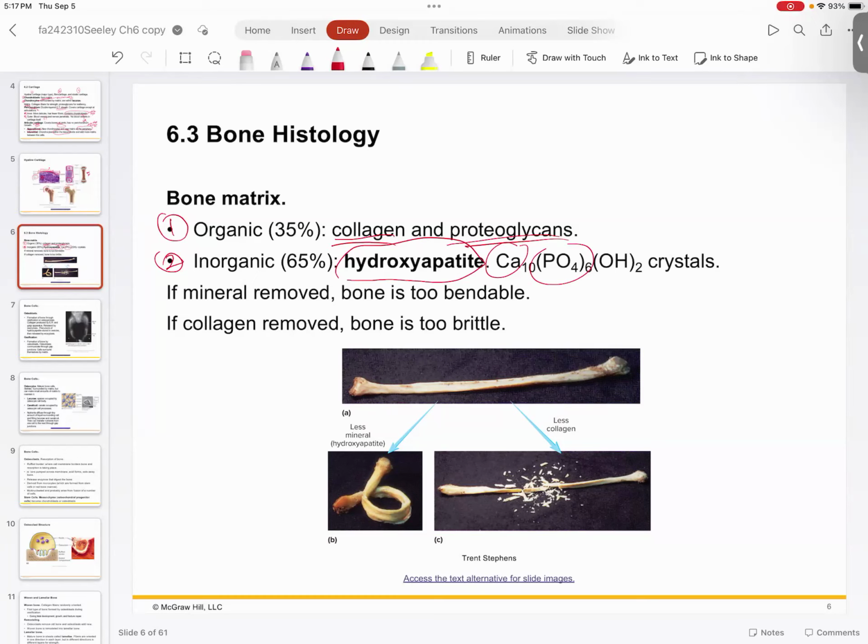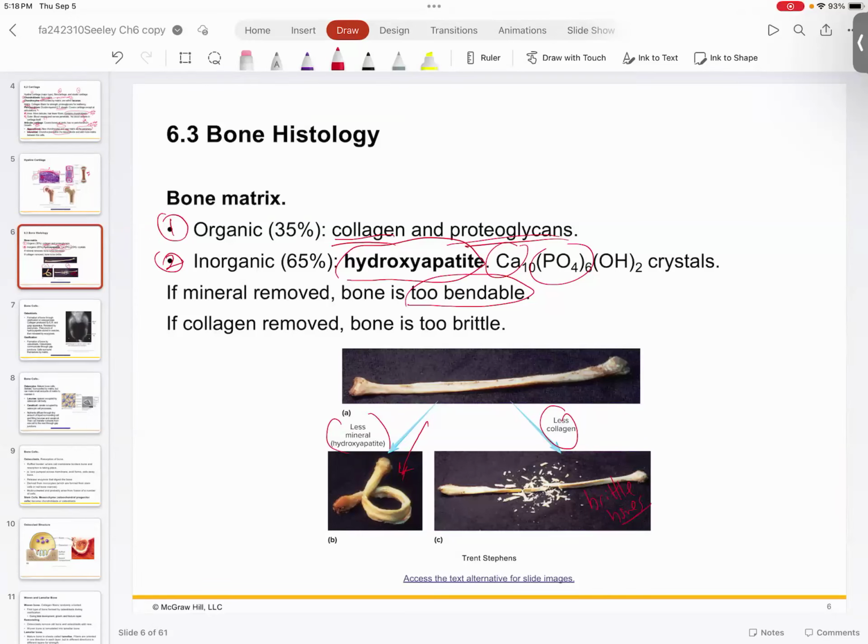So for instance, if you were to remove the mineral component from bone, it would be basically too flexible. For instance, if you take a bone, it looks like this one is the fibula, and you take out the hydroxyapatite, what you're going to end up getting is this little noodle-like bone that you can kind of wrap around your finger, and basically it just becomes too pliable. You can't walk on something like that, right? So it's like walking on noodles. Now, if you take out the organic piece, especially the collagen, then what you get is really brittle bones.